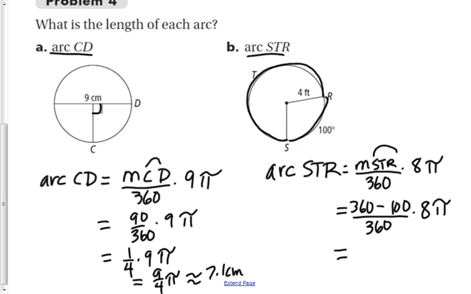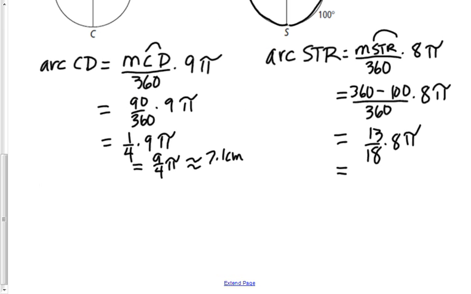If we simplify that fraction, or that number, 360 minus 100 is 260 divided by 360. That equals 13/18 and 8 pi. And 13/18 times 8, if we leave this as a fraction, it's 52/9 pi. If we round that to the nearest foot, we get about 18.2 feet. All right, you try that.